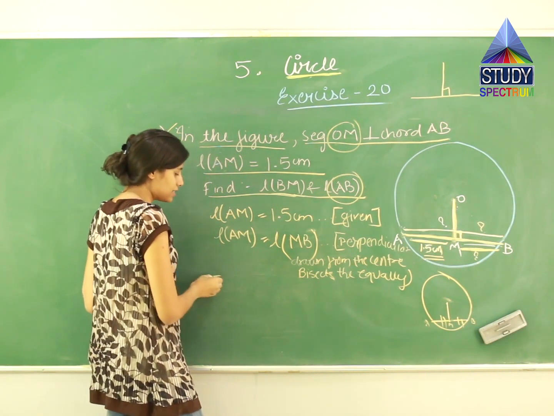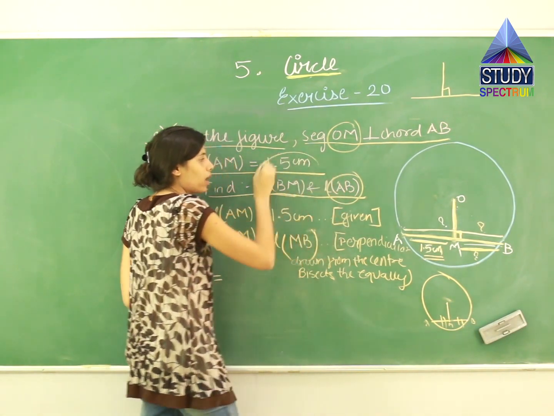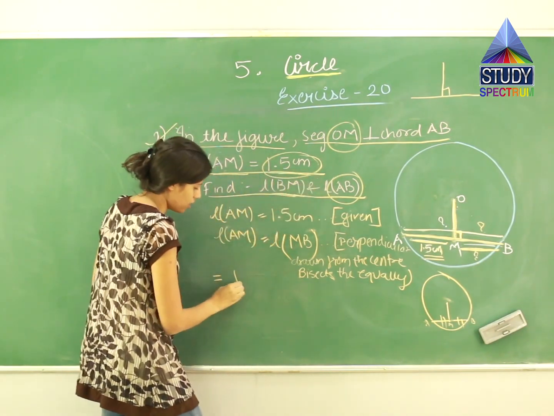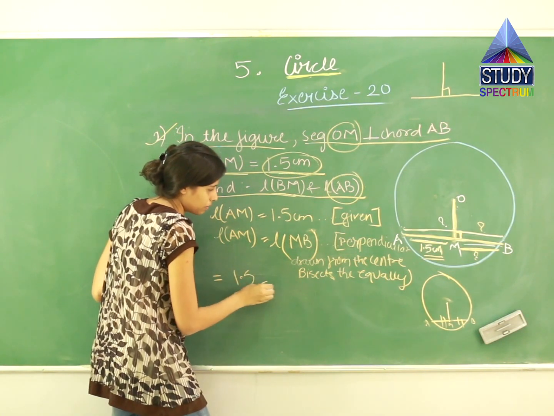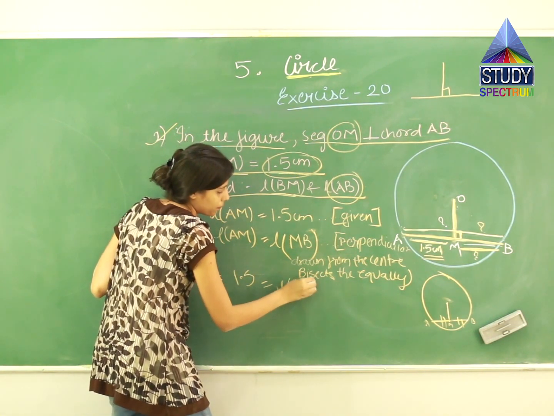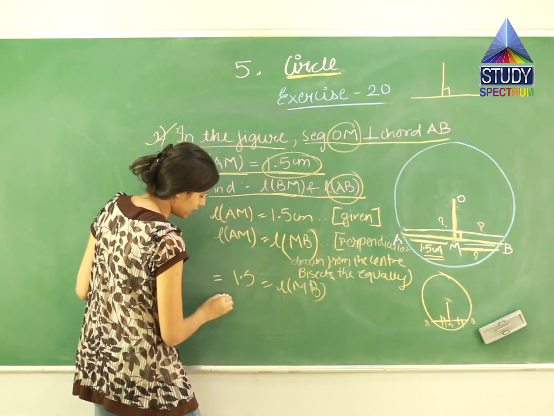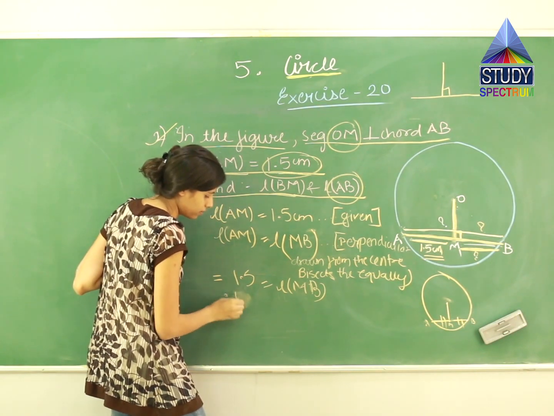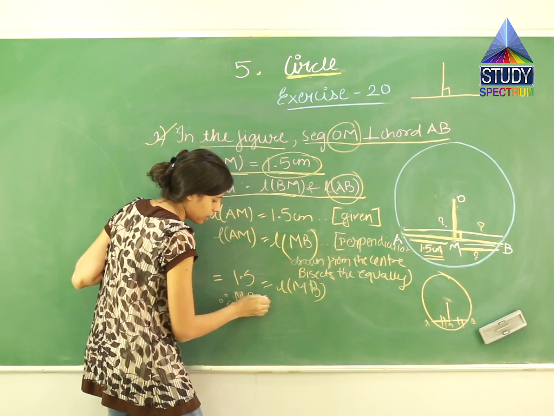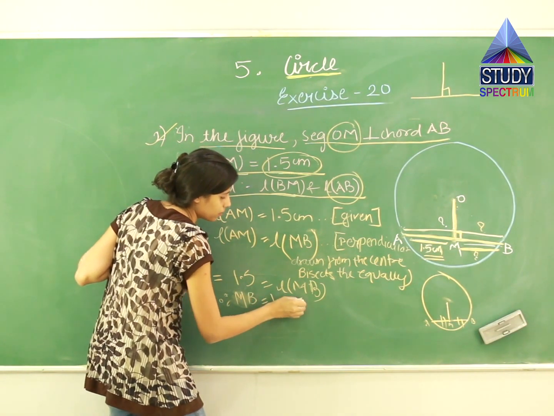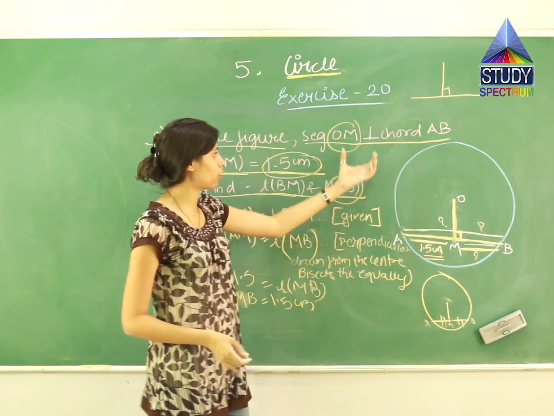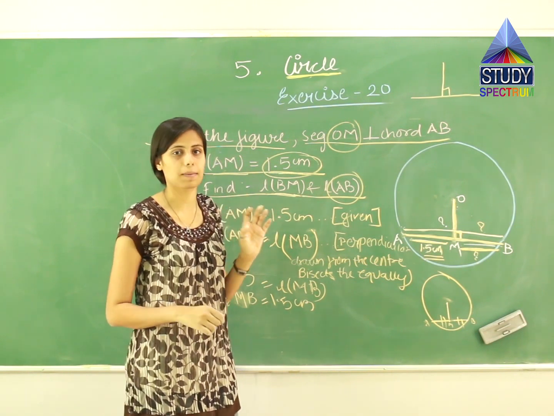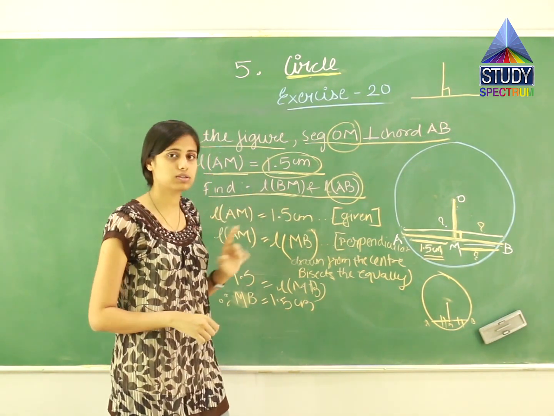Now what we can write, instead of AM, we know AM is what? 1.5 centimeter. So replacing length of AM with 1.5 centimeter, length of AM, 1.5 centimeter, is equal to length of MB. Then you can write in the main statement that therefore MB is equal to 1.5 centimeter. Now see, we have got the first thing they are asking, BM and MB are one and the same. So we have got the first question which they are asking.